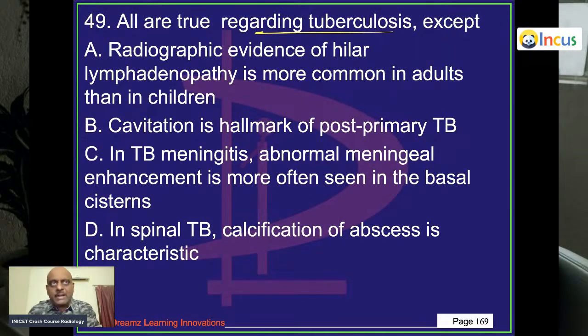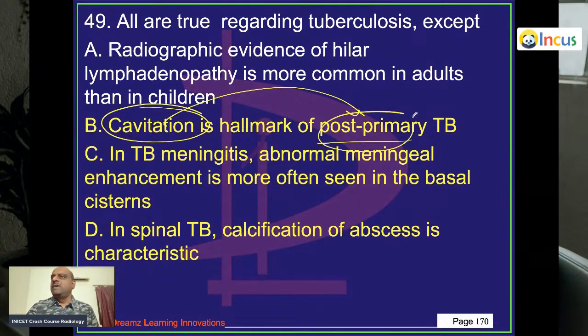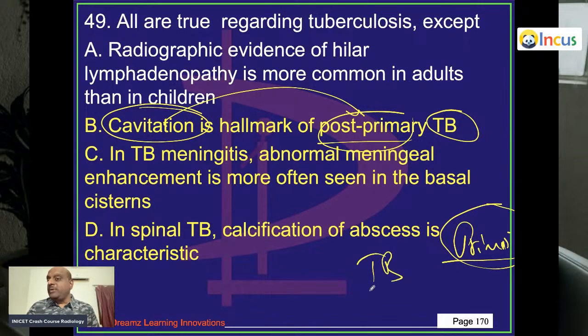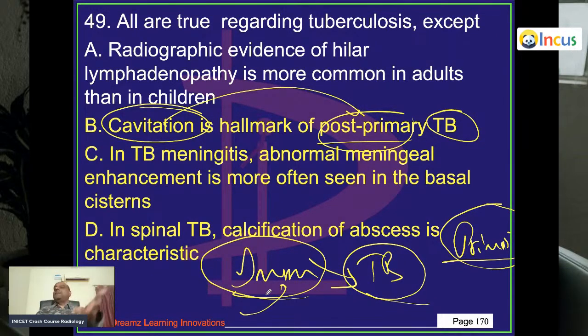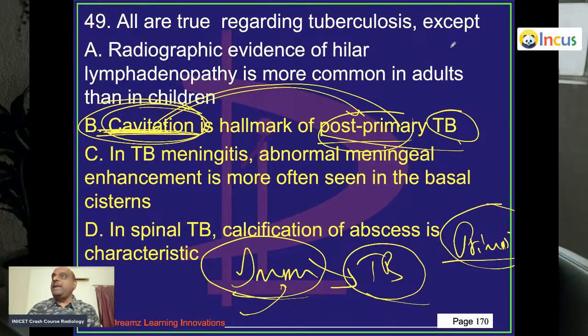With regard to tuberculosis, what is accepted about tuberculosis, doctor? Typically, cavitation, whenever it is there, it is the hallmark of post-primary TB. What is meant by primary TB? When a child gets TB for the first time, when our immunity first time recognized TB, that is primary TB. After that, post-primary TB. Post-primary TB typically presents with cavitation. Primary TB presents with Ghon's complex.